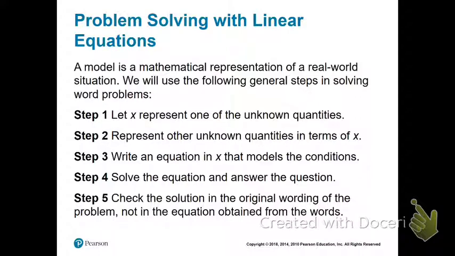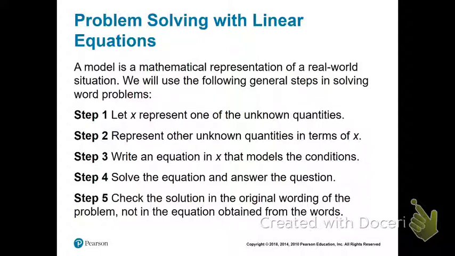These are the steps I use when I'm solving for more than one unknown. If it's just one, usually you can pull the equations out of the problem, but if it's more than one, it gets a little tougher, so I use these steps. Step 1, we're going to let x represent one of our unknown quantities. Step 2, we're going to represent the other unknown quantities in terms of x. Step 3, we're going to write an equation in x that models the conditions. Step 4, we're going to solve the equation and answer the question.